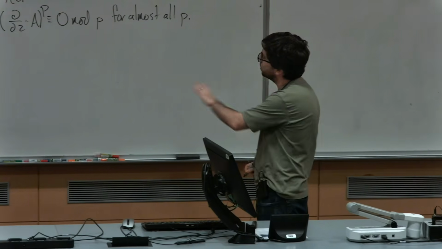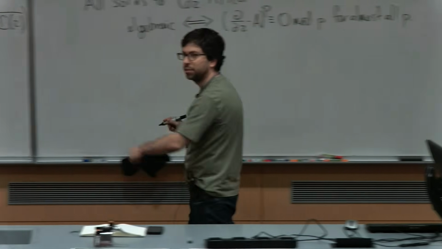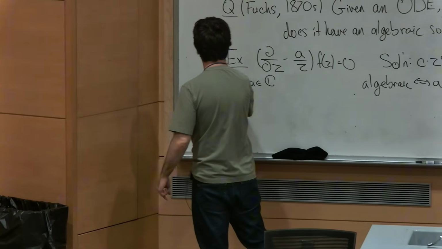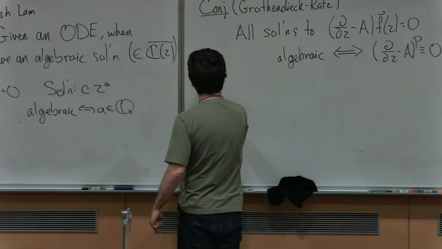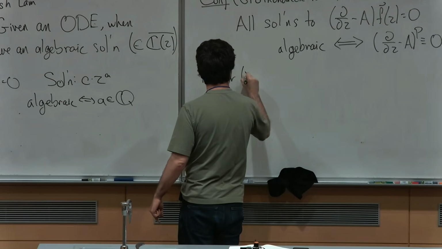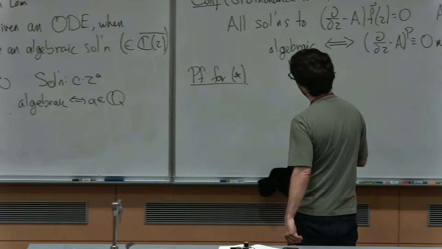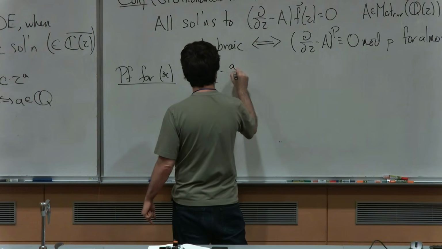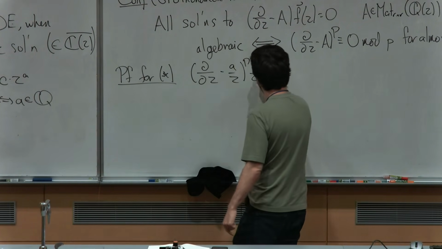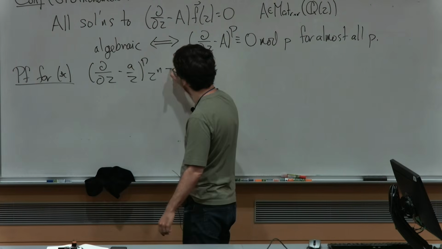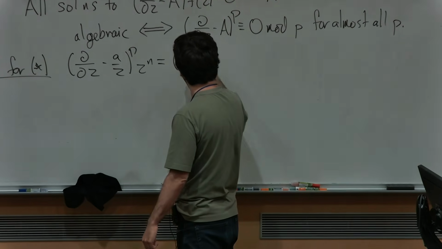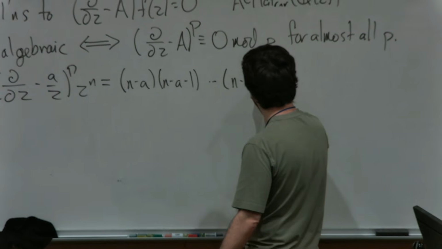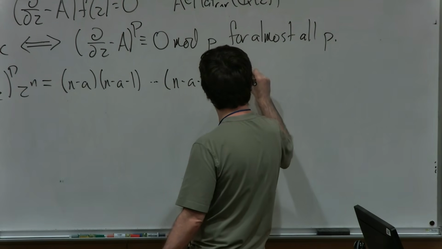Okay, so this conjecture is very open, but let's prove it in this example. So maybe let me call this differential equation star. So proof for star. Okay, so you can do the following computation. What you see is that (d/dz minus a/z) to the p applied to the monomial z to the n is the following thing. It's (n minus a) times (n minus a minus 1) all the way up to (n minus a minus p plus 1) times z to the n minus p.